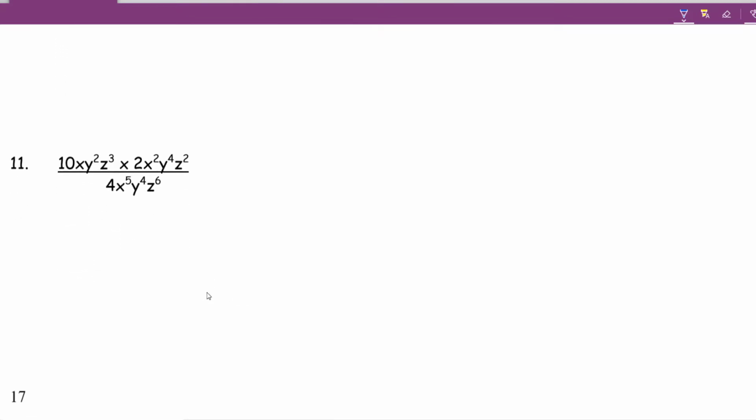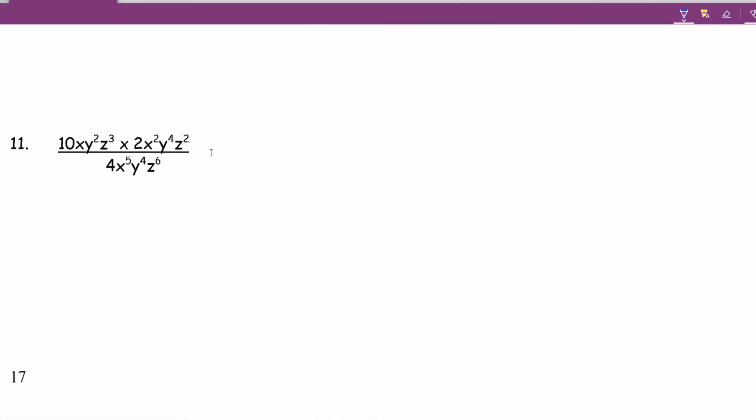Let's just go on to 11. We'll do a similar thing. So here, now we could cancel the 2's from here and from here, so that ends up being a 5. That ends up being a 2 now, but then there's a 2 here, so that 2 cancels with that 2, so we only end up with 5 at the top.